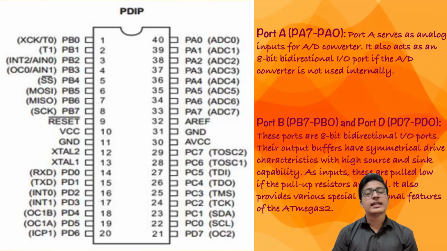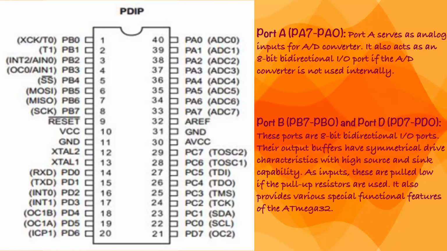Then comes port B. What do you mean by port B? PB7 to PB0. See on the left side, PB7 to PB0. And port D, which is PD7 to PD0. Understood? Now these ports are 8-bit, again bidirectional IO ports, that is the input output ports.